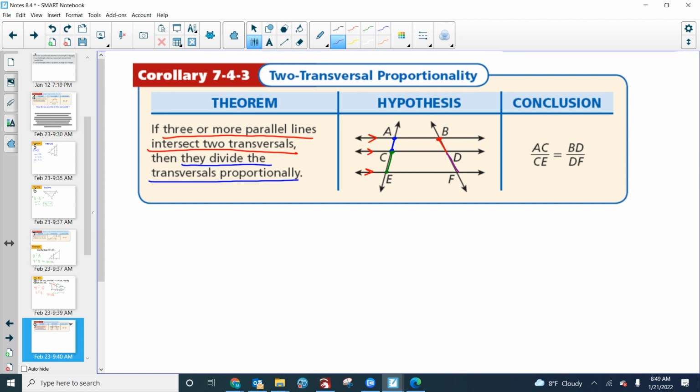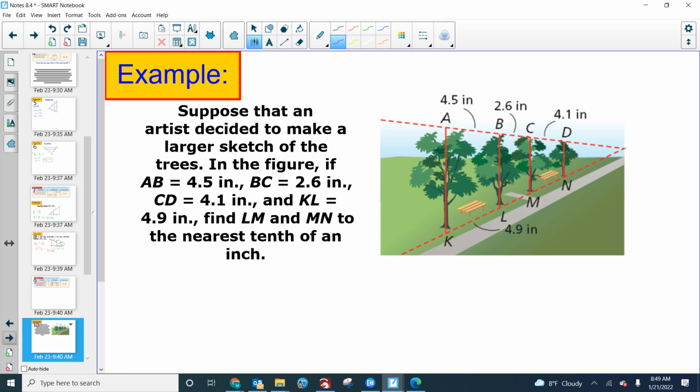Awesome. One person sees what I'm talking about. All right. So very similar.